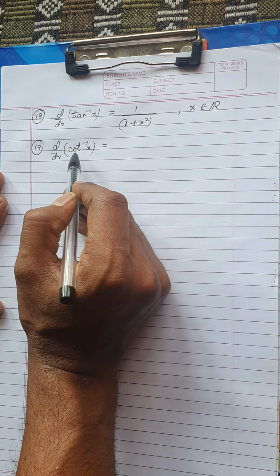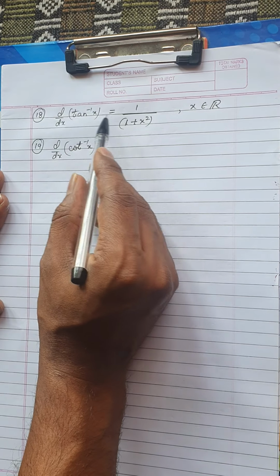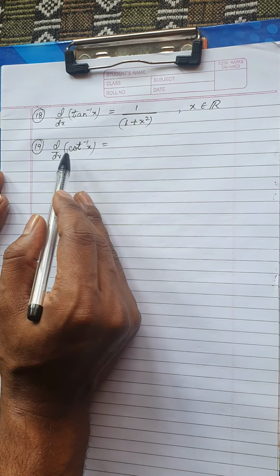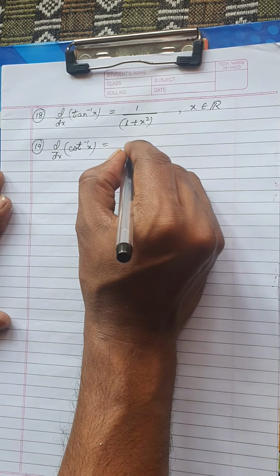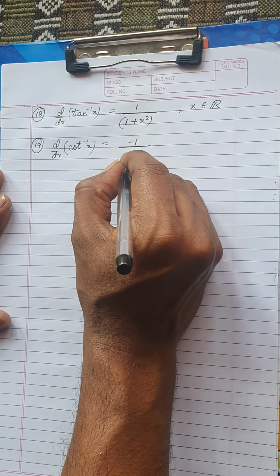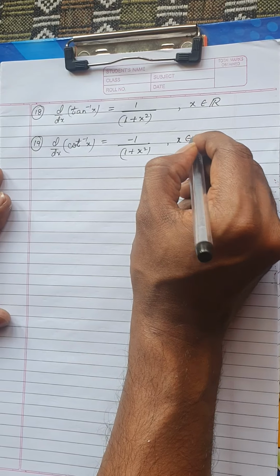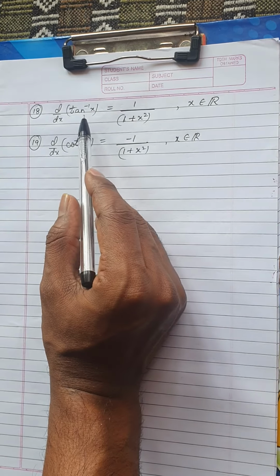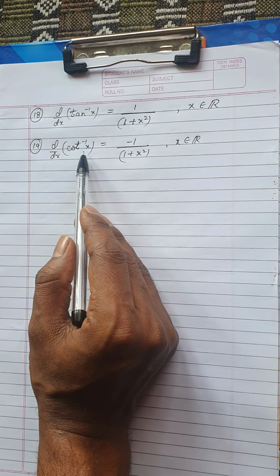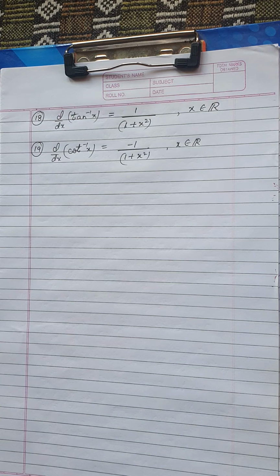Now if you know tan inverse, the derivative of cot inverse is again similar. So derivative of tan inverse of x is 1 divided by 1 plus x square, and derivative of cot inverse of x is, can you guess? Yes, it's minus 1 divided by 1 plus x square. Again here x will belong to any real number. So if you know the derivative of tan inverse of x, you can write the derivative of cot inverse of x. Only thing is with the negative sign.